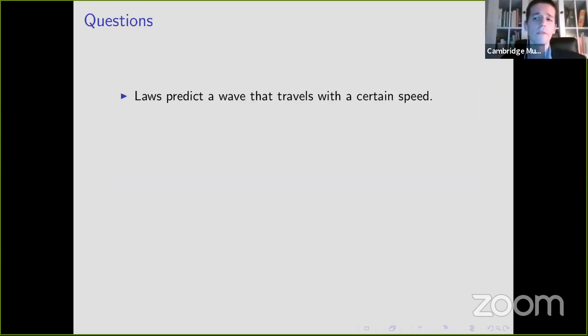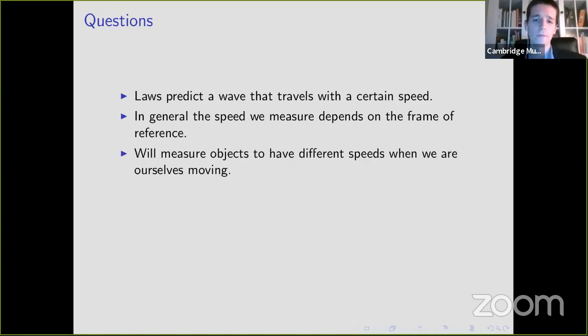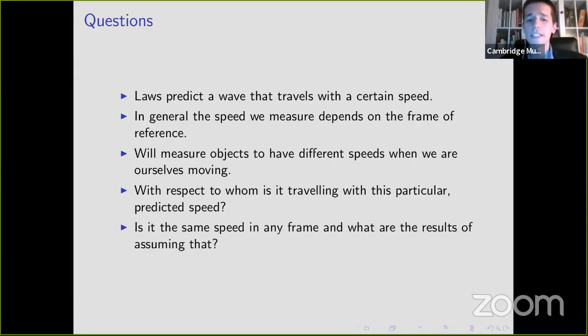So now we come to some questions. The laws predict a wave that travels with a certain speed. In general, the speed we measure depends on the frame of reference. We will measure objects to have different speeds when we are ourselves moving. So if the laws give us a specific speed, then we can ask, with respect to whom is it traveling with this particular predicted speed? Is it the same speed in any frame? And what are the results of assuming that?